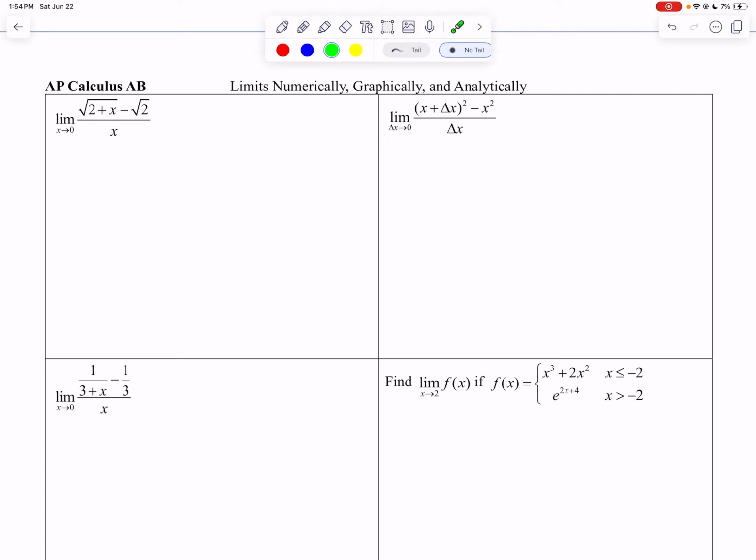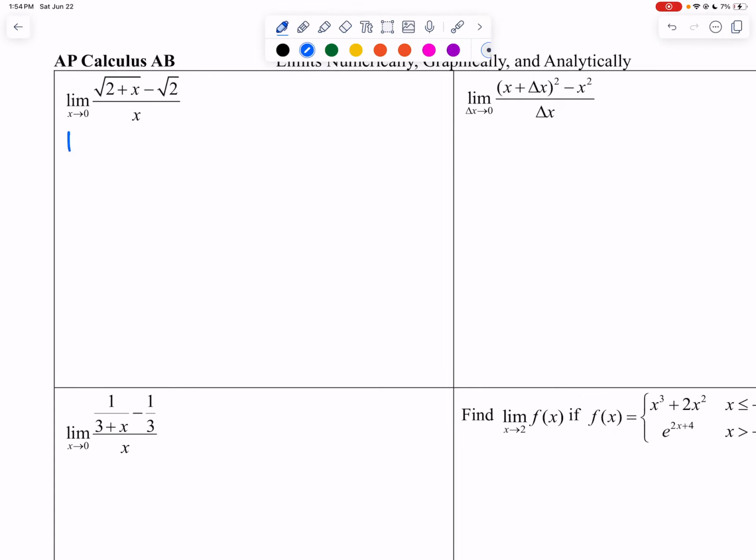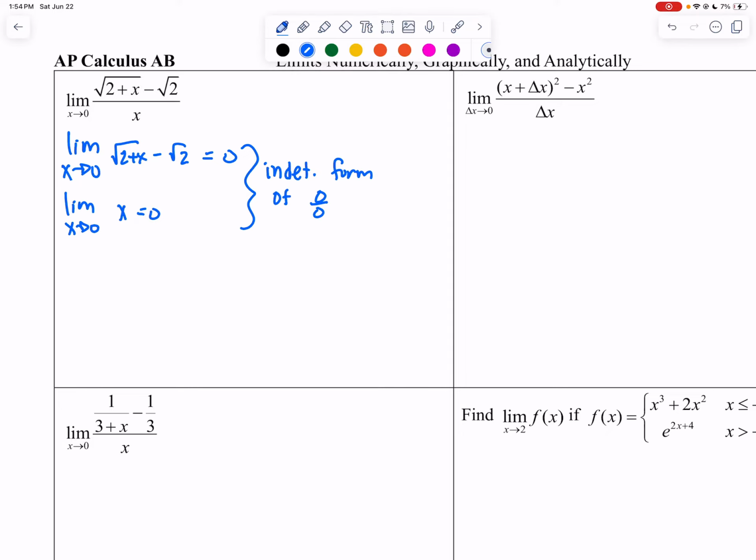Alright, in this video we are going to be doing more on limit strategies whenever we get a limit of 0 over 0. We'll also talk about piecewise functions, and then we'll talk about trig limits. So here, if I were to use direct substitution, I'm going to get 0 over 0. So once again, go ahead and write your little statement so that this is an indeterminate form of 0 over 0.